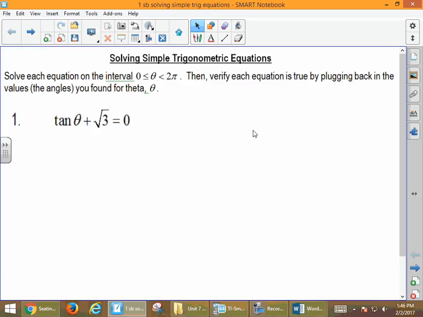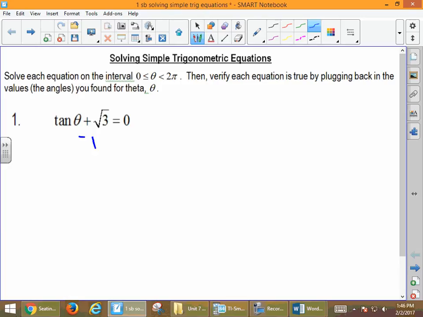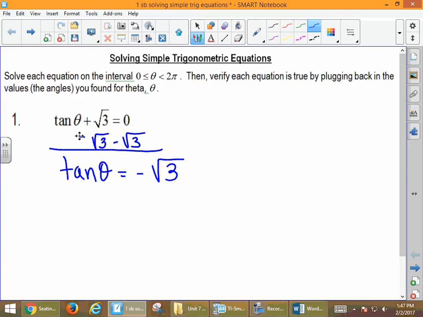Theta plus the square root of 3 equals 0. What we're going to do is solve this equation. In order to solve it, we need to get the variable on one side and the constants on the other. In other words, we're going to take the plus square root of 3 and subtract the square root of 3. And we get tangent of theta equals negative square root of 3.